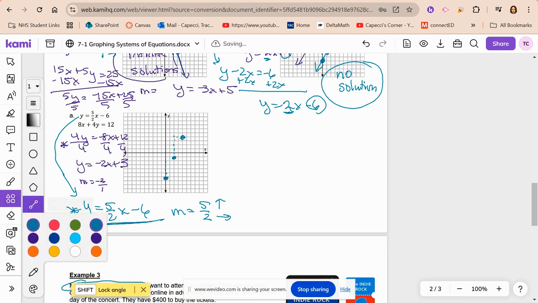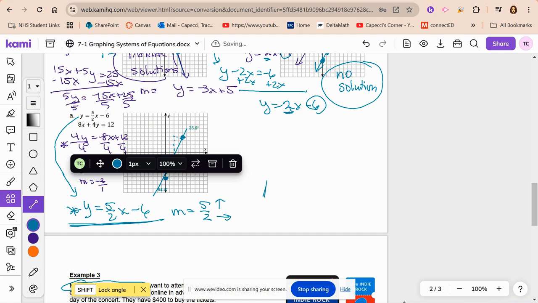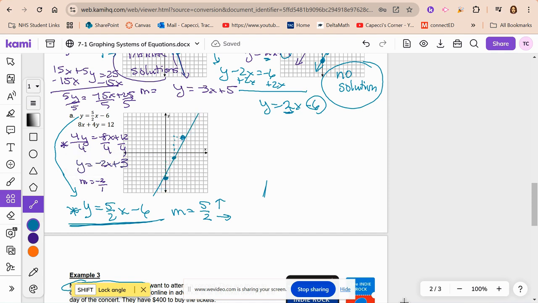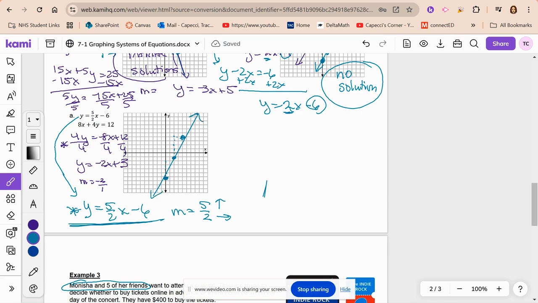I like to put probably 3 or 4 points for sure, just because I don't really know where those lines are going to touch, right? So I want to make sure that I'm as accurate as possible. And I'm going to draw arrows on the end.